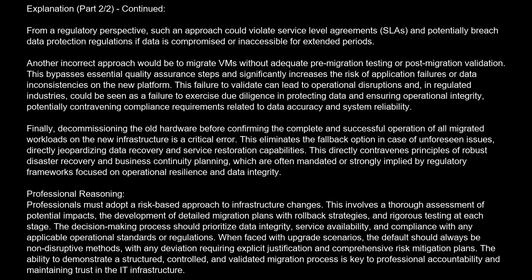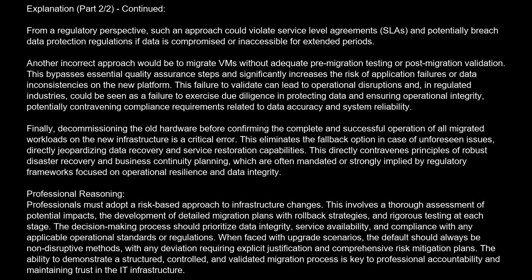Finally, decommissioning the old hardware before confirming the complete and successful operation of all migrated workloads on the new infrastructure is a critical error. This eliminates the fallback option in case of unforeseen issues, directly jeopardizing data recovery and service restoration capabilities. This directly contravenes principles of robust disaster recovery and business continuity planning, which are often mandated or strongly implied by regulatory frameworks focused on operational resilience and data integrity.